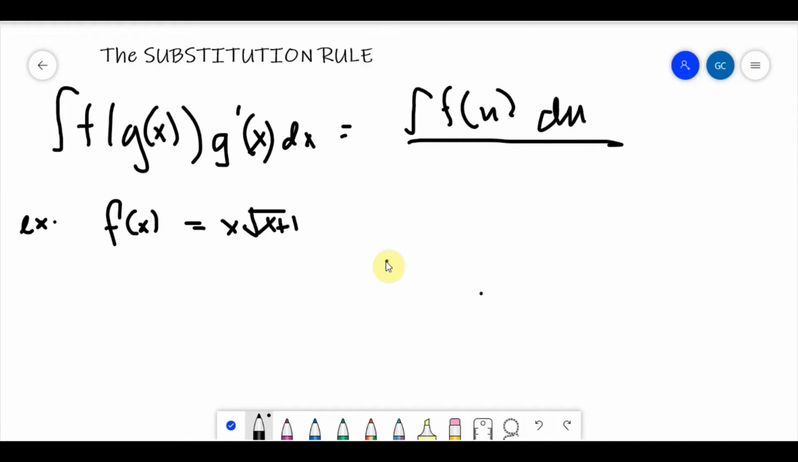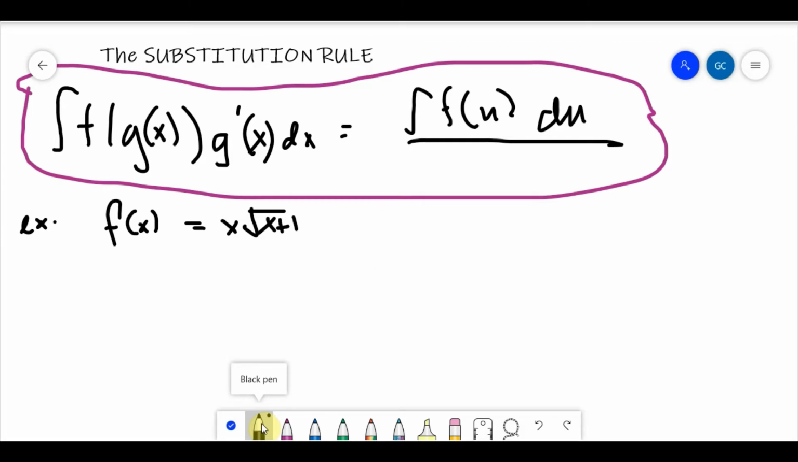Hey guys, for today's video, we are going to discuss the substitution rule. The substitution rule is a pretty common strategy to solve integral problems. In fact, you will use this often to solve integral problems easily. The best way to let you understand what this formula means is to give an example. So I have here an example.